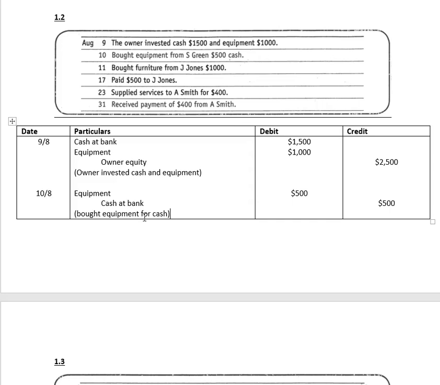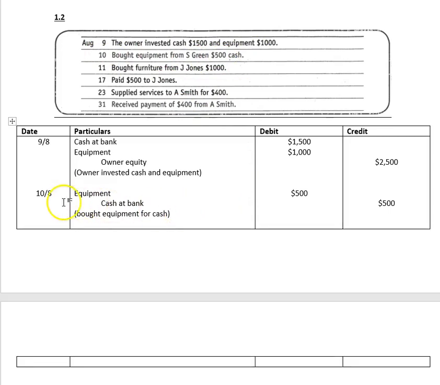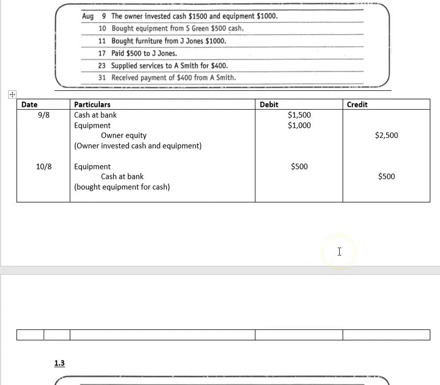If at any point you're stuck with what to put in the narration, just copy the actual description that they've given you and just make sure that if there's any check numbers or receipt numbers that you put them in there as well. So furniture from J. Jones. Furniture is an asset going up, which is a debit.